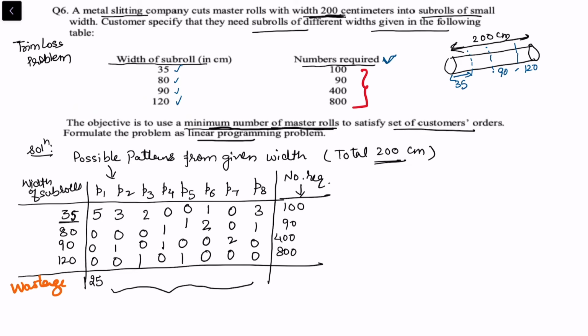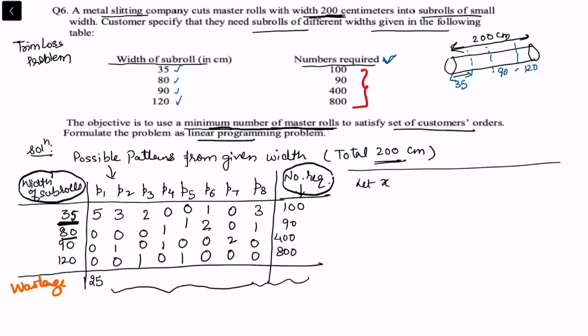So now we have a complete understanding of the question. We have the possible patterns, we have the width of sub role that is required, and we require the total number. So this 35 sub role can come from the different possible patterns. Similarly 80 can come from different possible patterns. So I will now write the formulation.